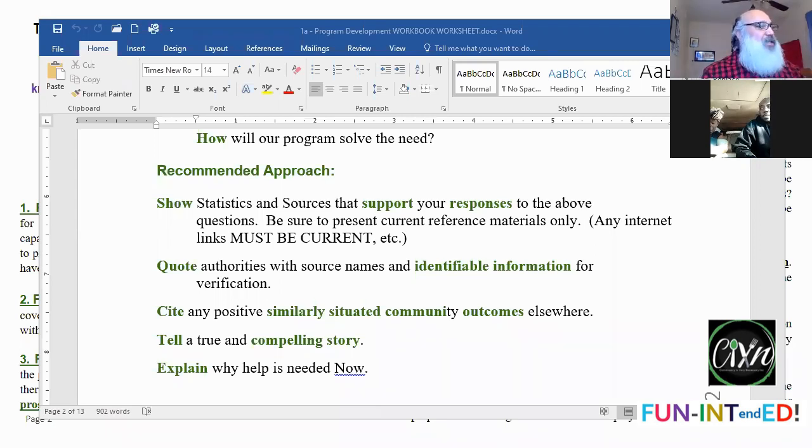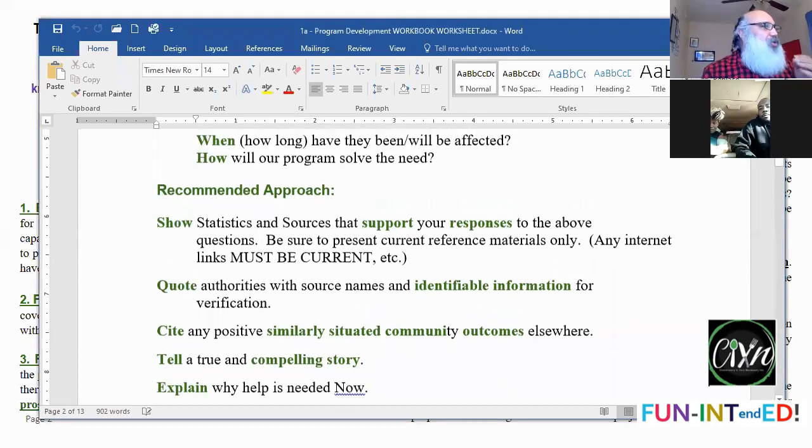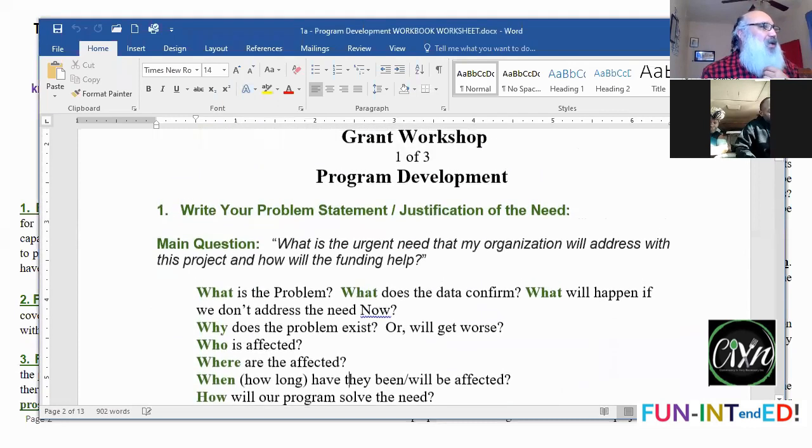Now, this is again going to be for the next 2 weeks. Everybody's going to get this worksheet, and your homework is going to be to write your problem statement.